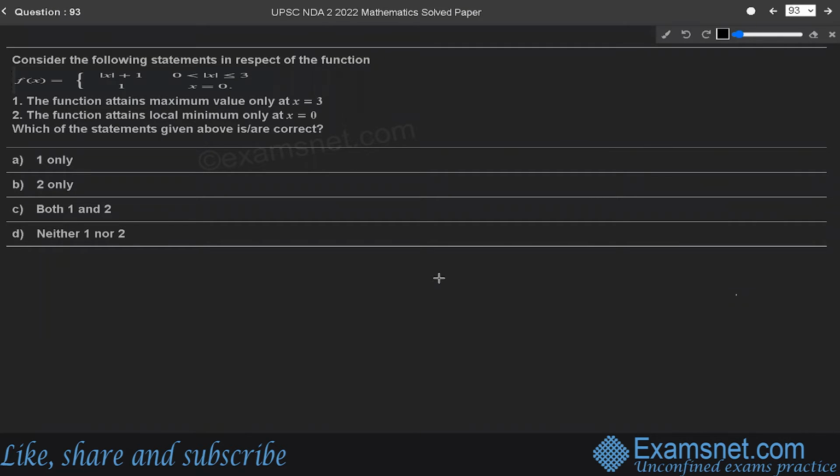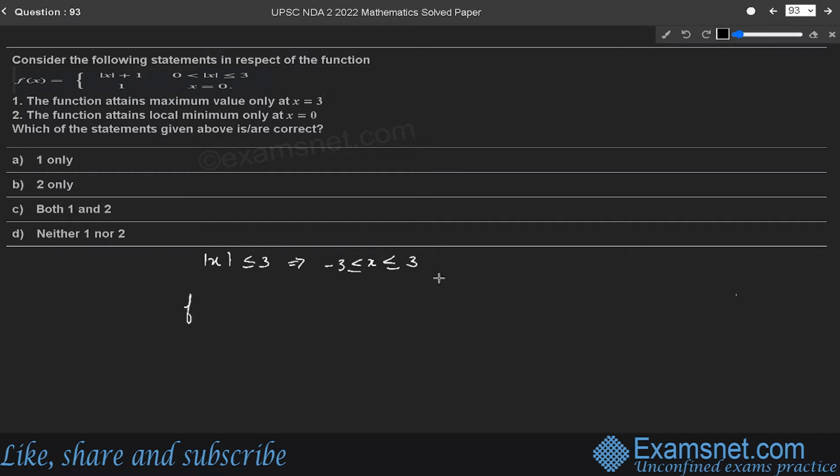Next question is, consider the following statements in respect of the function f of x is equals to mod of x plus 1, and mod of x lies between 0 and 3, and f of x is 1 when x is equals to 0. The first concept here is whenever there appears mod in any question, then first we solve the modulus. Modulus of x is less than or equal to 3. It means that x will lie between minus 3 and plus 3.